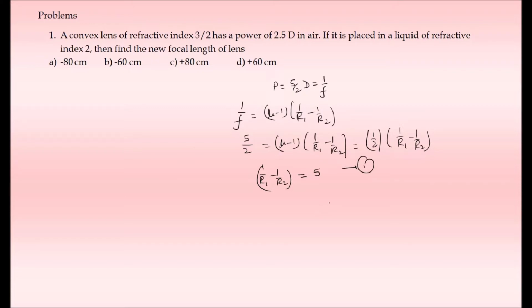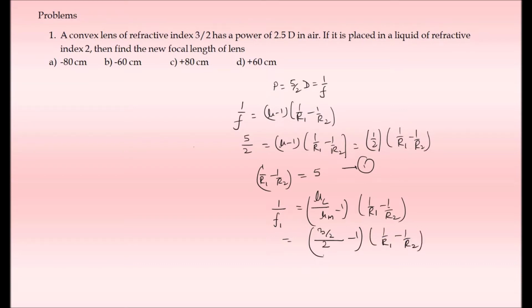Now if we place this lens in a medium having refractive index 2, then just calculate the focal length of the lens by using the lens maker's formula. So if the new focal length is f1, then 1 by f1 is equal to mu lens divided by mu medium minus 1 into 1 by R1 minus 1 by R2. Mu l is 3 by 2, so 3 by 2 divided by 2, the refractive index of the medium, minus 1, into 1 by R1 minus 1 by R2. So it is equal to minus 1 by 4 into 1 by R1 minus 1 by R2.